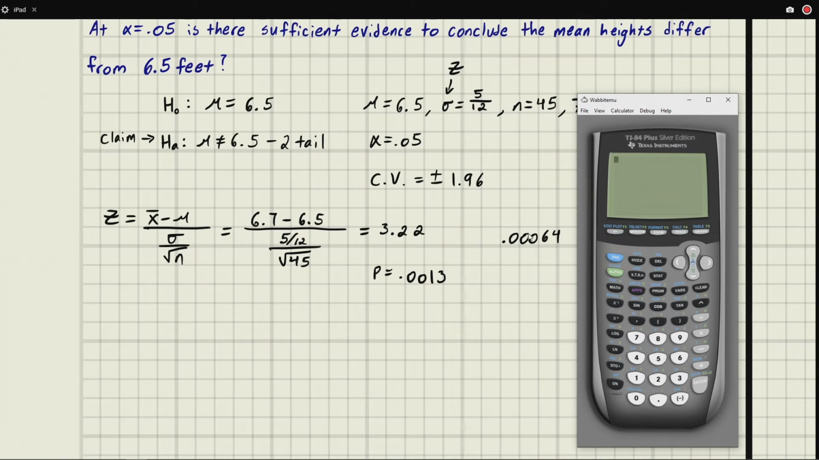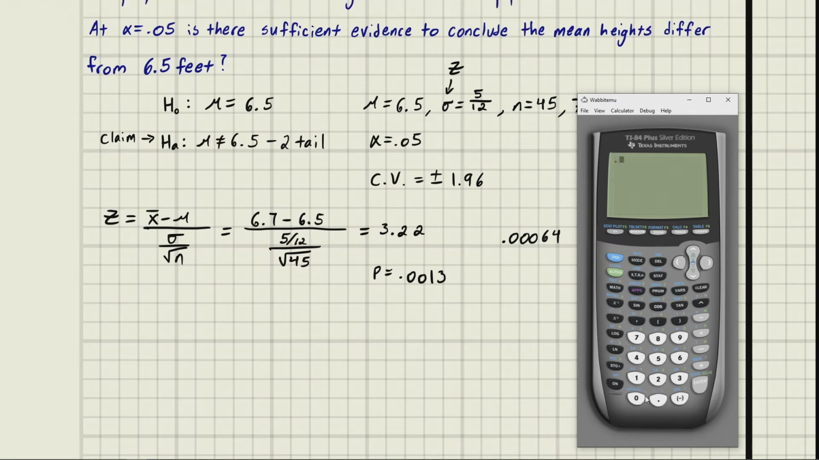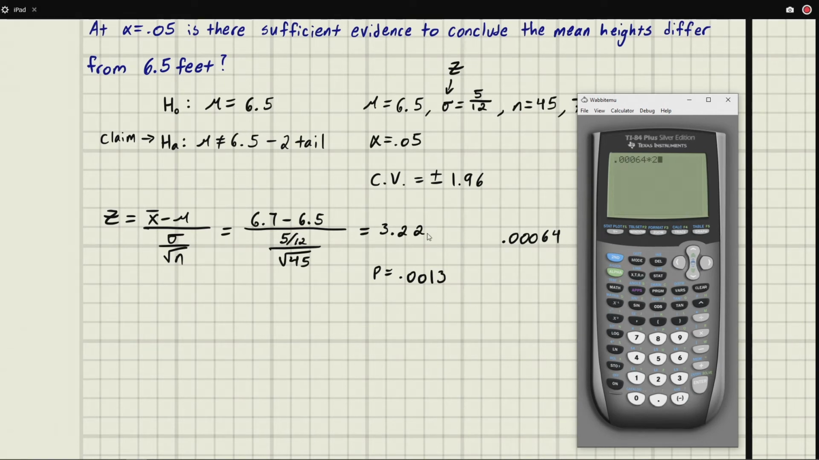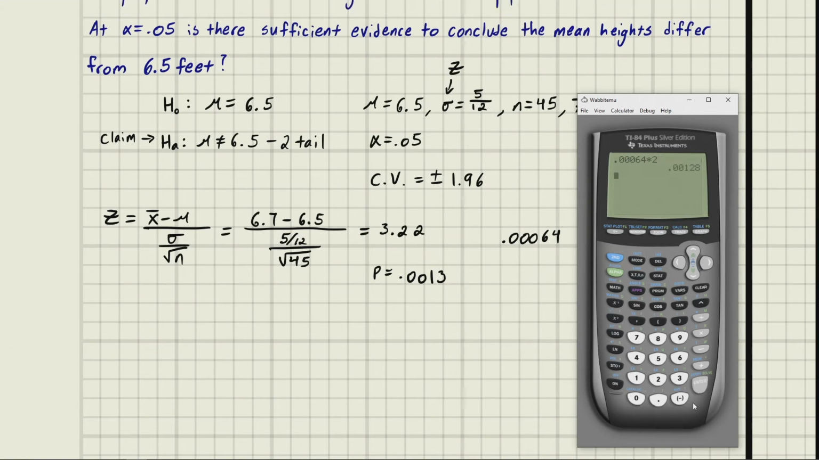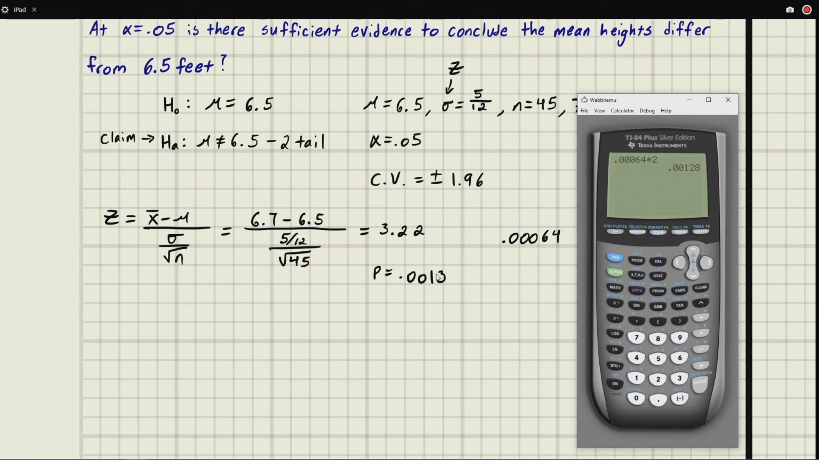And in order to get the entire p-value, this is only half of it because it's a 2-tail test. So we have to do 0.00064 times 2 to account for both tails, the left and the right tail. And we get 0.0013 when you round. So this is why that's the p-value. If you use the chart, this is the process you would do.